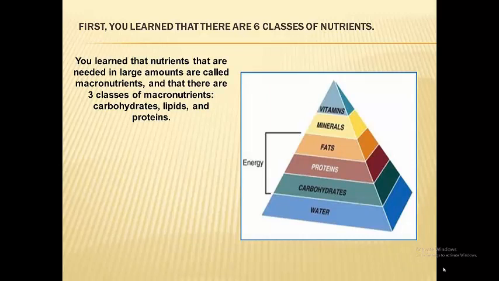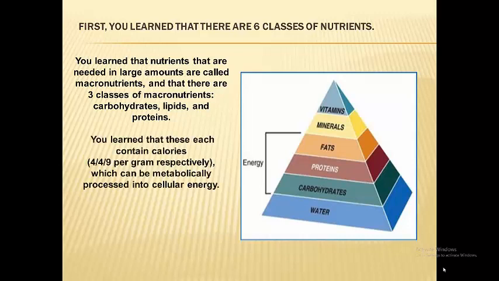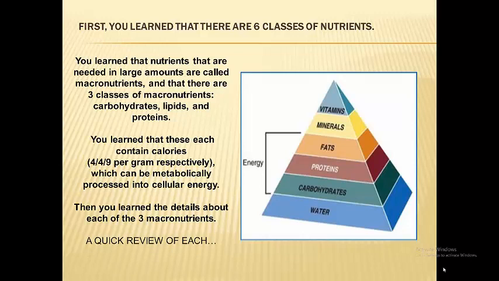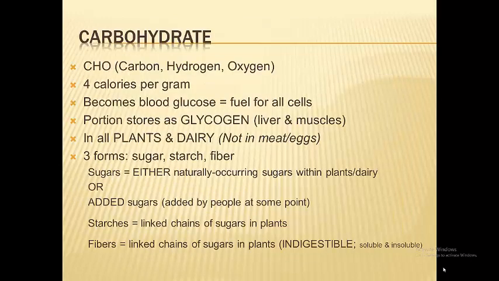So you learned about the macronutrients, the carbohydrates, the lipids, and the proteins. And you know that carbohydrates and proteins contain 4 calories per gram and that fats contain 9 calories per gram. And then we went through each of these carbohydrate, protein, and fat sections and looked, at a very basic level, at what these nutrients are all about. So let's do a quick summary review of each one.